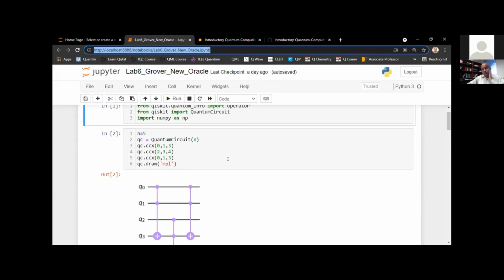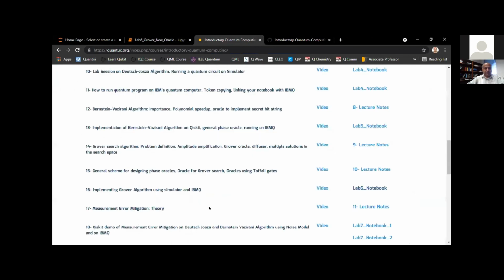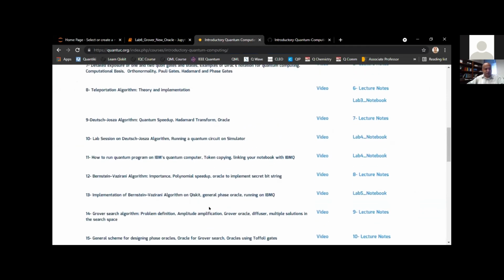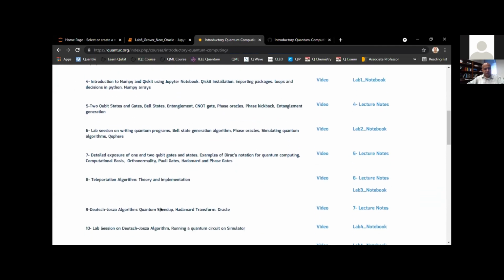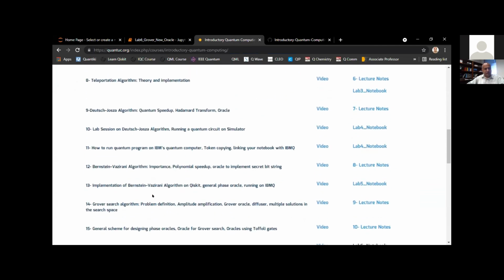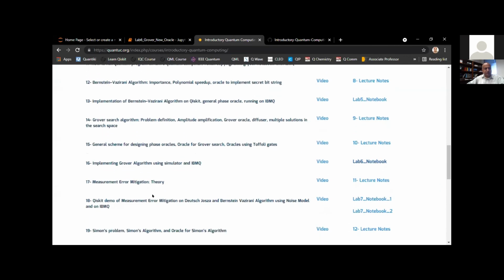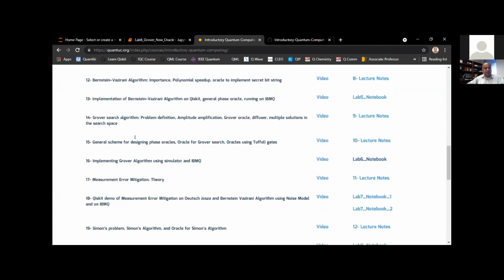There was one part that I haven't explained, and that is how do you work out the circuit for UF? That's actually a bit longer thing in itself. Maybe on this website, you can find a couple of lectures dedicated to finding the circuits for these oracles, so the general scheme for designing phase oracles, Grover oracle. You can go over here and see how to design these oracles.